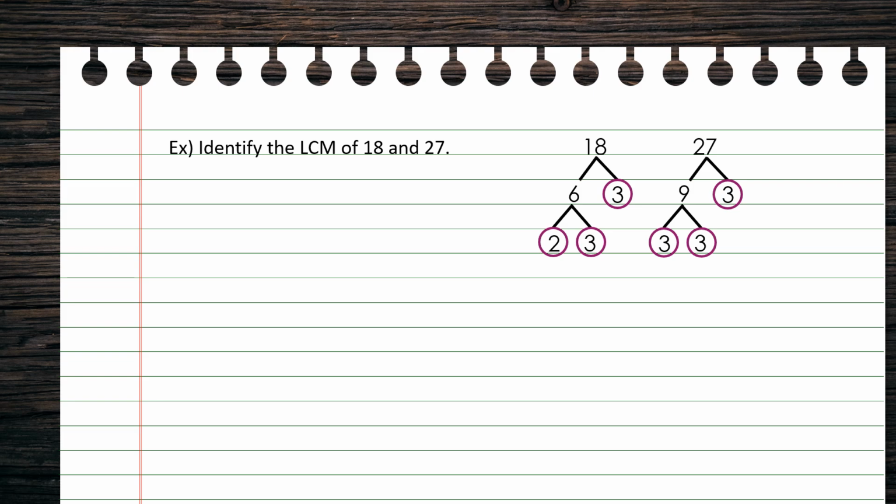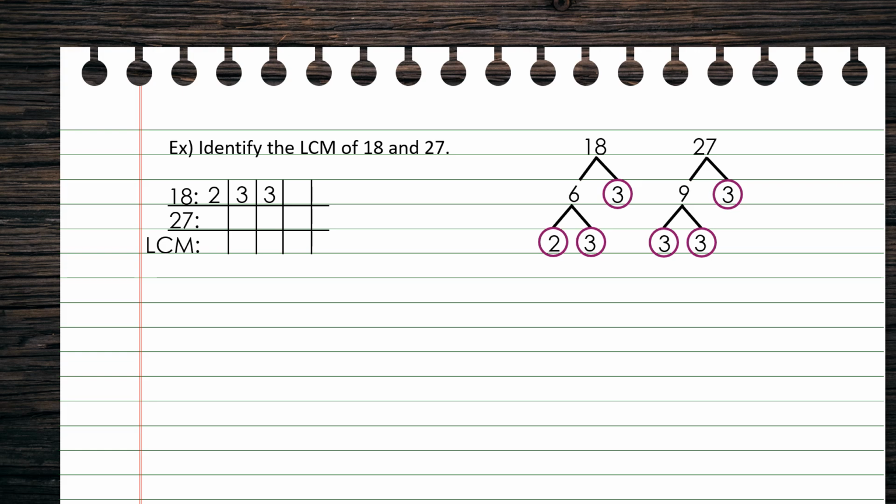Now that we've done the factor trees, we're ready for step 2, which is to put the information into the organized chart. The first row will represent 18 and its factors. The second row will represent 27 and its factors. And the third row represents the factors involved in the LCM. Now that we have the rows and columns ready, let's list the factors for 18. The factors we found were 2, 3, and 3. So the first column represents 2, the second column is a 3, and the third column is a 3.